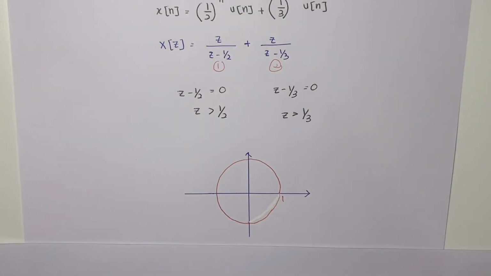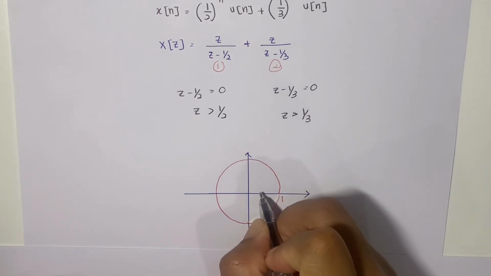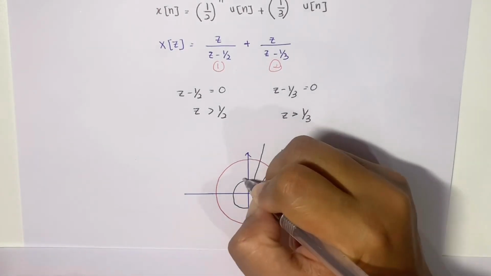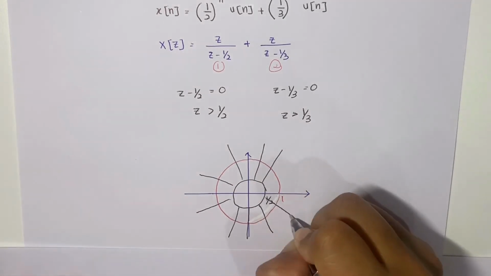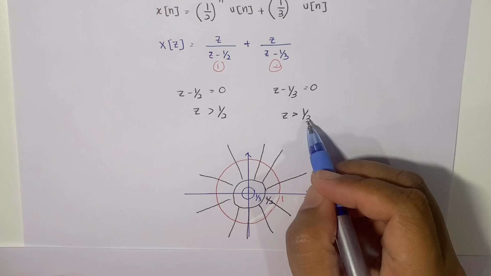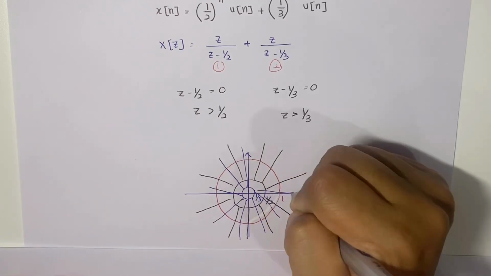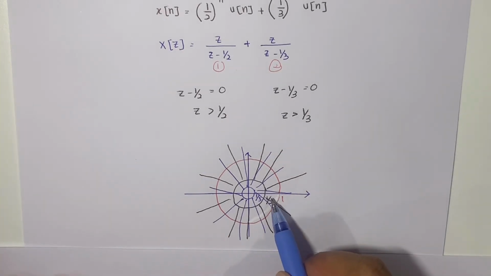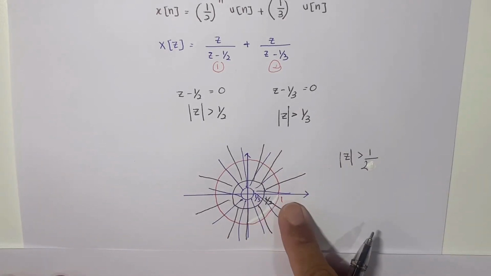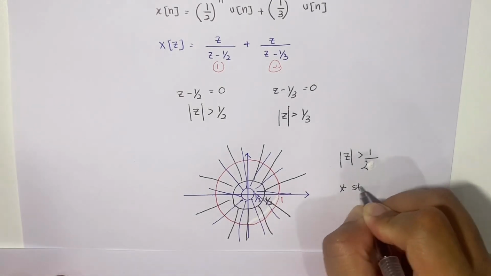Now I will show you. This is the unit circle on the z plane. First I will draw 1 over 2. Z greater than 1 over 2 is over here. And then we have 1 over 3, also greater than. I will draw it here. Which one is the overlap? The overlap is at z greater than 1 over 2. Does the ROC include the unit circle? Yes, it includes the unit circle, which is at 1 here. So it is actually a stable system.